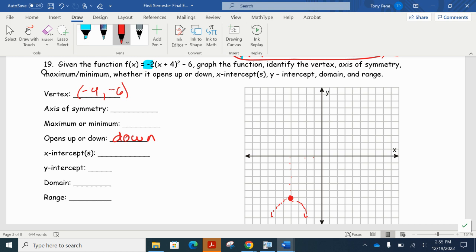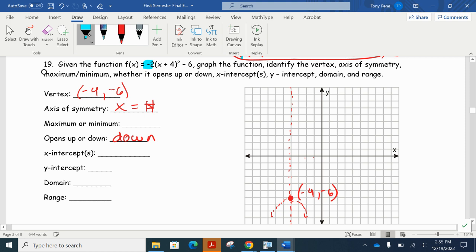Our axis of symmetry, I haven't talked about that in a while, is that line that cuts this parabola directly in half. So notice how it's a vertical line. The equation of any vertical line is always x set equal to some number. Well, if my vertex is (-4, -6), the x coordinate that I am going through has to be the x coordinate of this vertex. We can see it up here too, -1, -2, -3. This is a -4. So the axis of symmetry is x = -4.